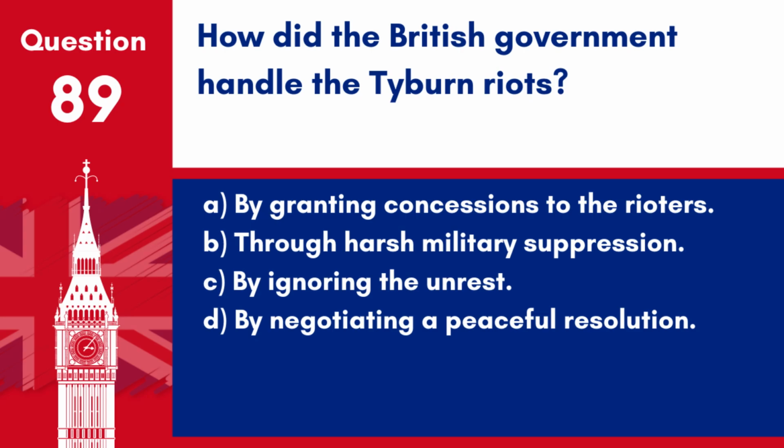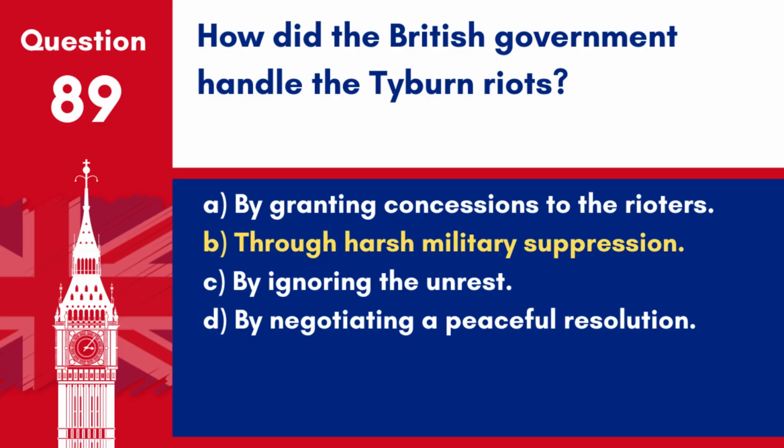A. By granting concessions to the rioters. B. Through harsh military suppression. C. By ignoring the unrest. D. By negotiating a peaceful resolution.